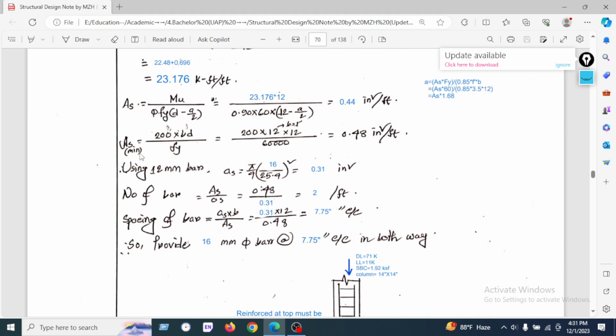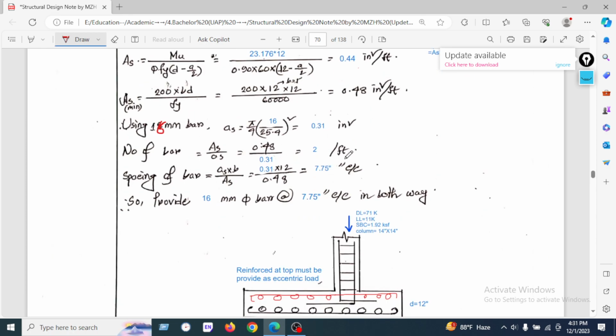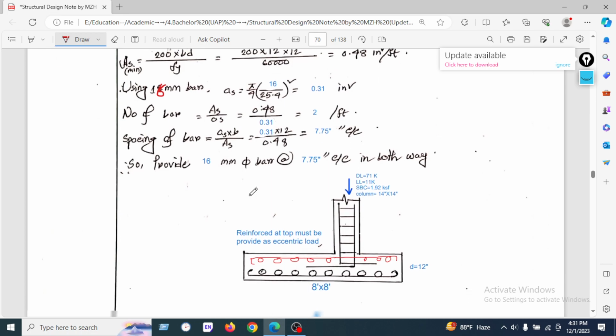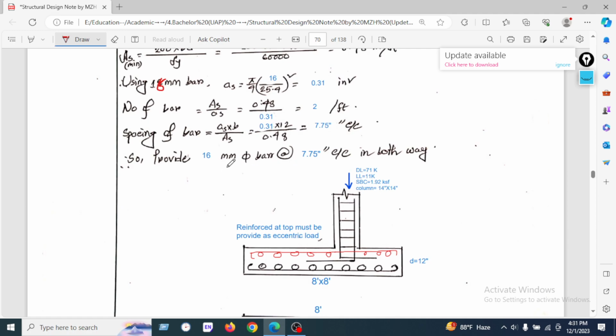And for the minimum reinforcement, we know 200 into b d divided by fy, and found 0.48 inches square per feet, and we are using 16 millimeter bars. The area of a 16 millimeter bar is 1.31 inches square, and the number of bars will be 2 bars per feet. And if we want the spacing, as into b into s, and found 7.75 inches center to center. So we will provide 16 millimeter bars at 7.75 inches center to center in both ways, at top and bottom.